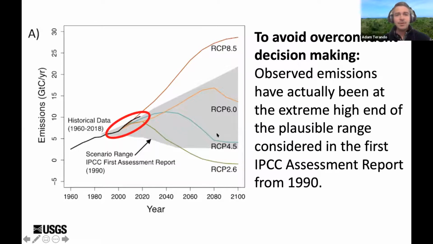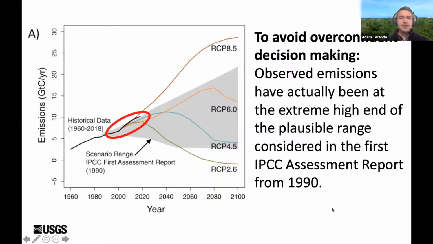So here's an example. This shaded area, this is in the report, we overlaid the range of scenarios that were used in the very first IPCC assessment report issued back in 1990. Okay, so this was the range of scenarios that were considered. The black line is the observed emissions through time up to 2019, I believe. So you can see here that observed emissions have actually been at the extreme high end of the plausible range that was considered in that first report from 1990.